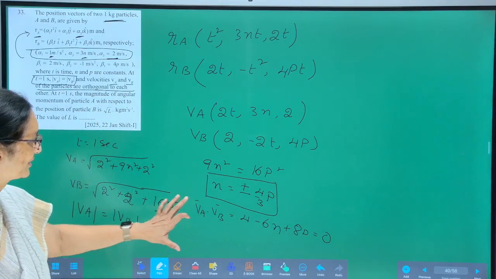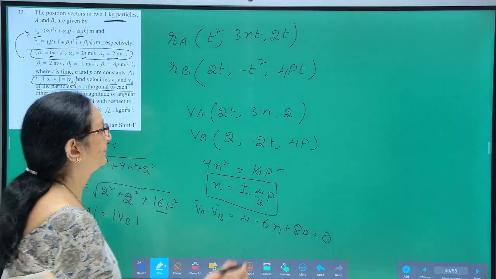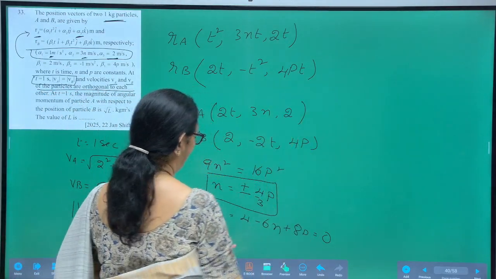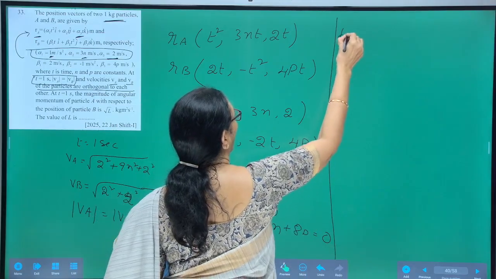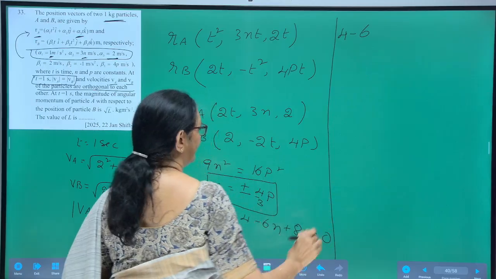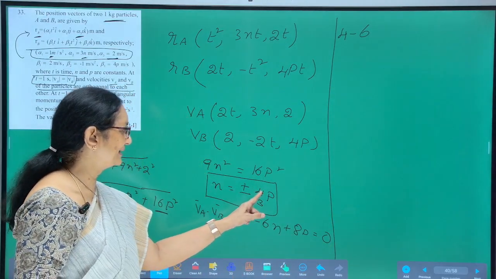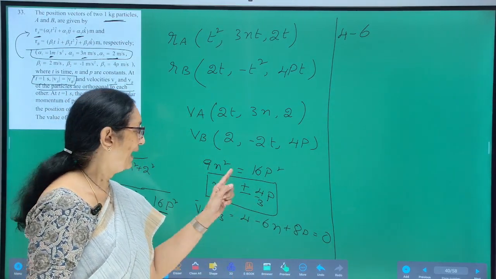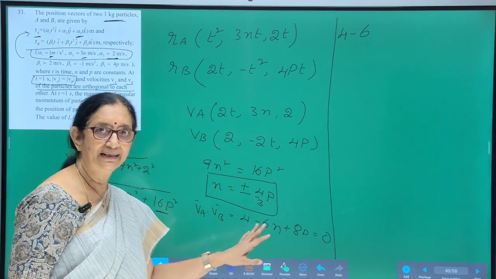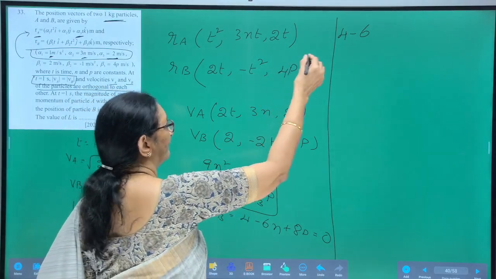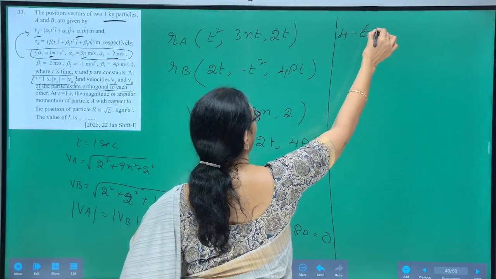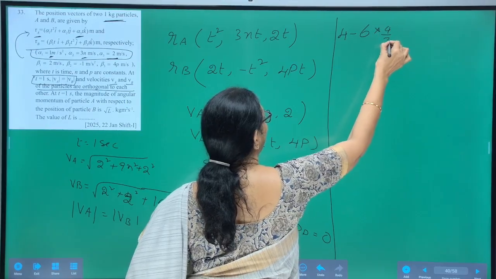Now, substitute the n value here. What do we get? This is 4 minus 6n. We have to take either plus or minus depending on the sign, see you know how to take the sign here. Suppose if you take this as plus 4 by 3.